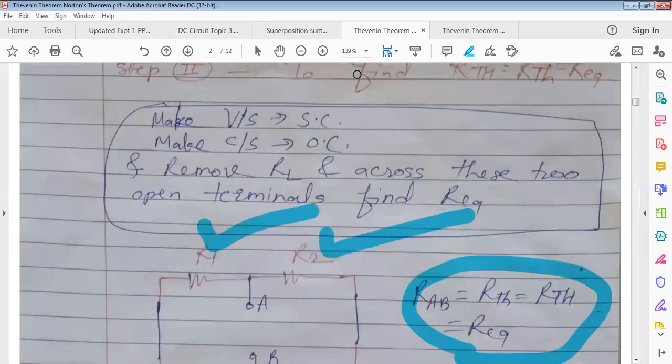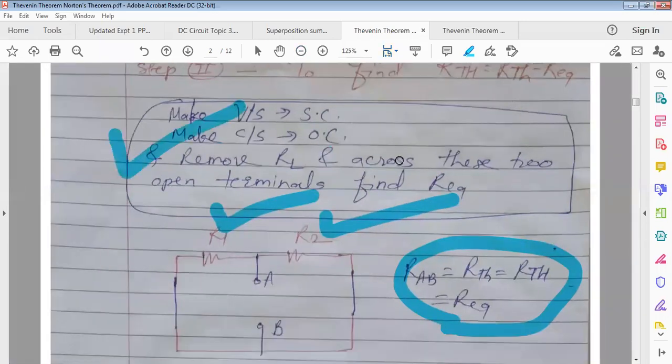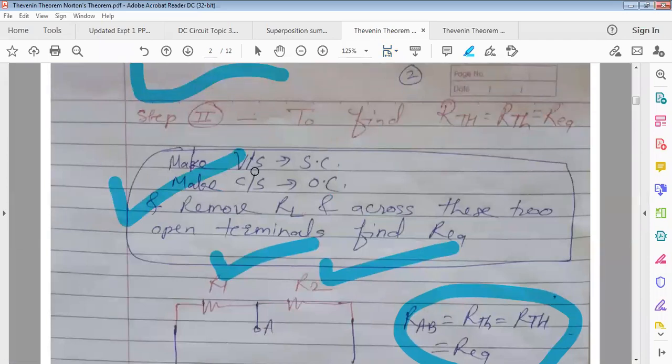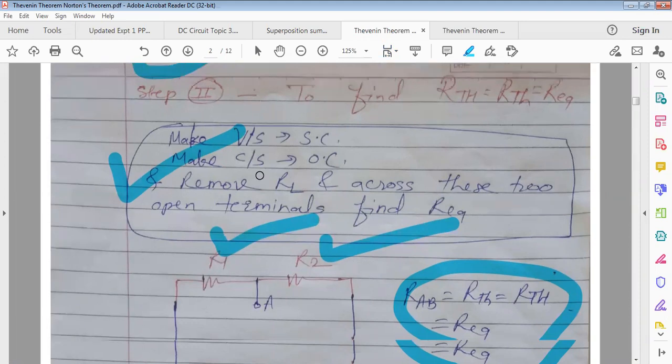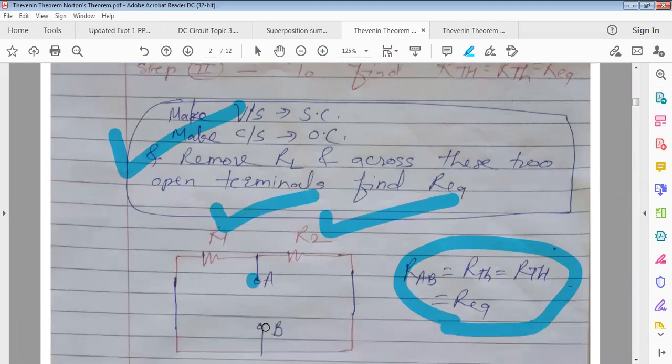Yes, ma'am. Very easy. Only this you have to follow, and everyone can do this. Make voltage sources short, make current sources open, and remove the load resistance. Wherever the load resistance was, across those two open terminals find the equivalent resistance, and that will be the Thevenin's equivalent resistance. This is the second step.